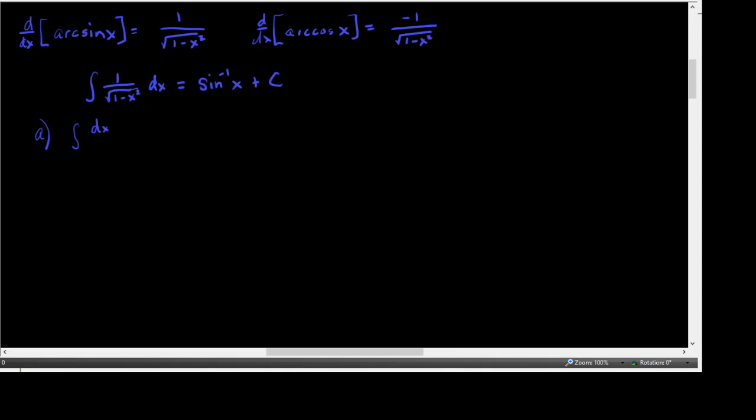So if we were looking at the integral of dx over the square root of 4 minus x squared, it's pretty clear that the constant there is a 4. So that means that a is the square root of that, 2. And in this problem, u and x are the same thing. So du is dx, and we don't have to introduce any new constants to make that work.